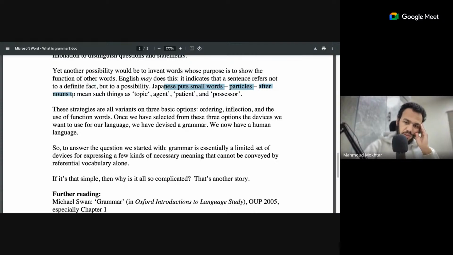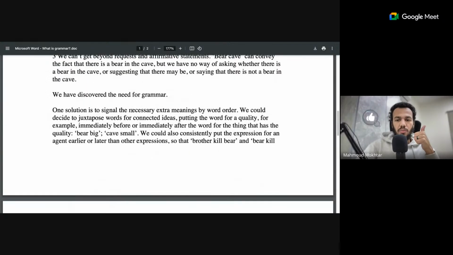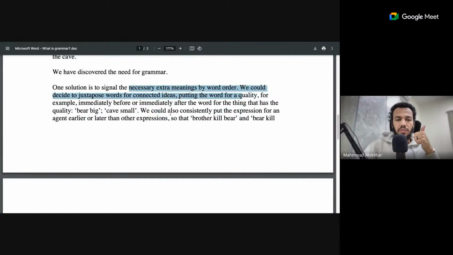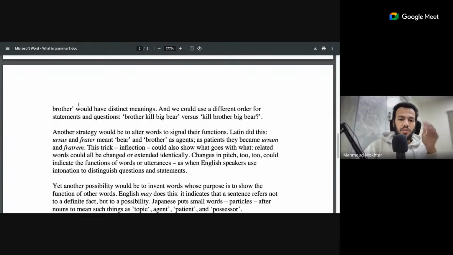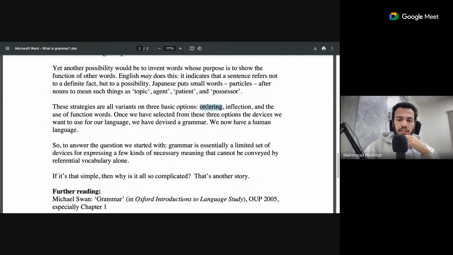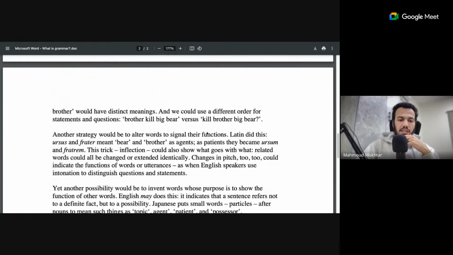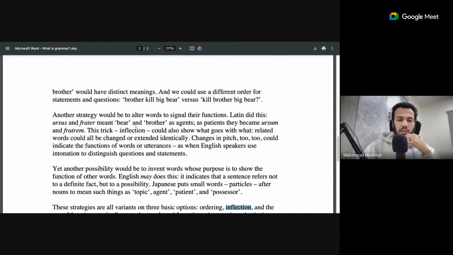Okay, suffixes. These strategies are all variants on three basic options. One, ordering, the one we talked about at the beginning, the difference between brother kill bear and bear kill brother. So now who's the doer? So that's the first thing, ordering. Second thing is inflection.